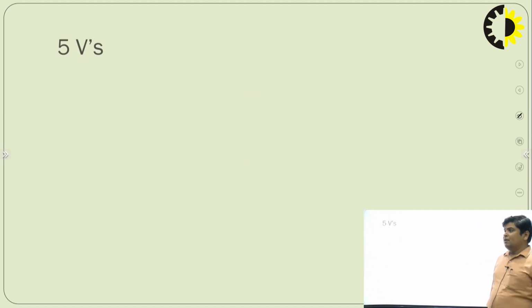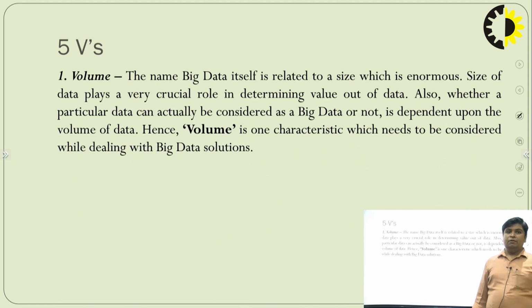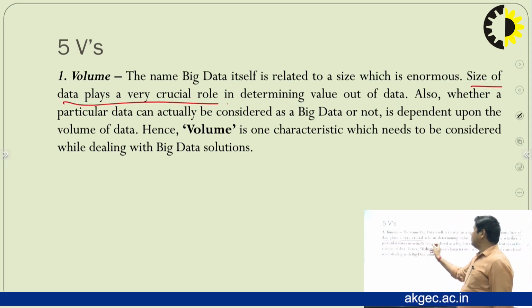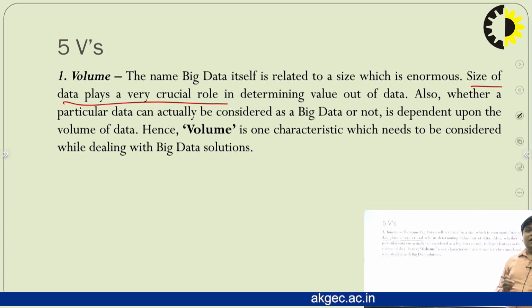Now coming to the topic, big data has 5 characteristics, which are divided into the 5 V's. So the first V is volume. What is meant by volume? Basically, the name big data itself is related to size. If we remove the word size, then we can simply say this is data. But when the size of data increases, then that data is called big data. The size of data plays a very crucial role in determining value out of the data.